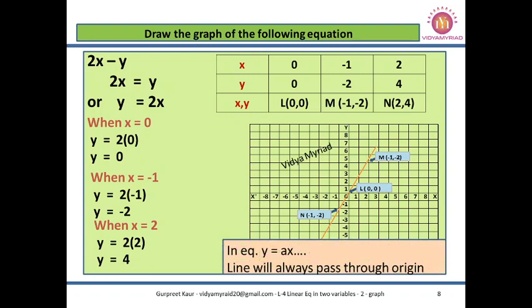So always remember, whenever you have the situation in the form of y = ax or y = mx, something like that, where no constant is there, in that case it will always pass through the origin. But if you have a situation of a proper standard format, that is ax + by + c = 0, in that case the straight line will never pass through the origin.